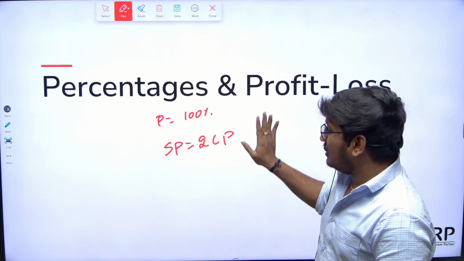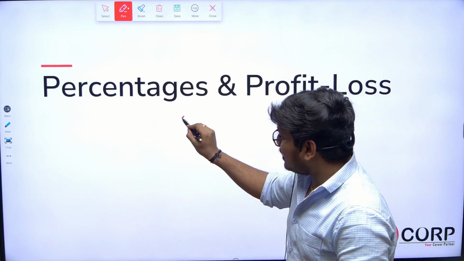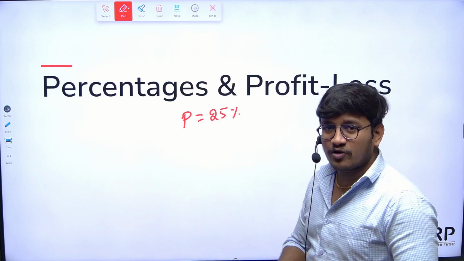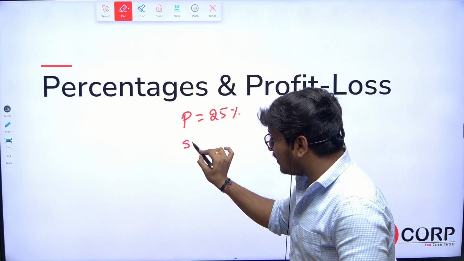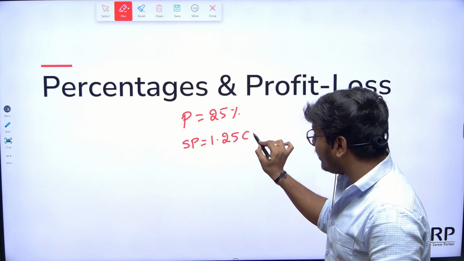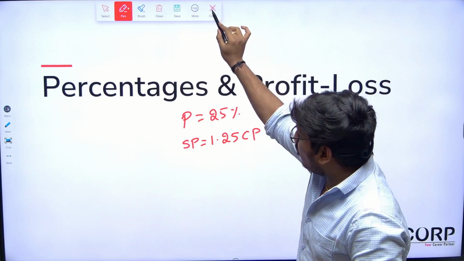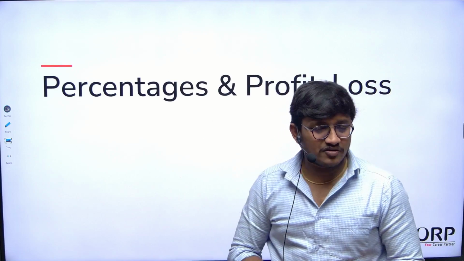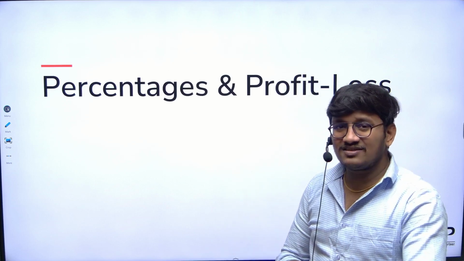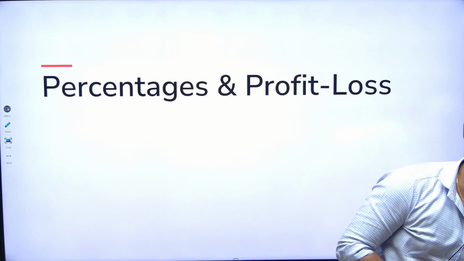So very simple. Okay, so when you get any values like this, for example, if somebody is talking about a profit of 25%, then immediately in your mind you should frame the relation: selling price is equal to 1.25 times the cost price. That's it. Okay, now based on all the concepts we discussed from yesterday, from now we'll try solving as many questions as possible which were given in the last exam.